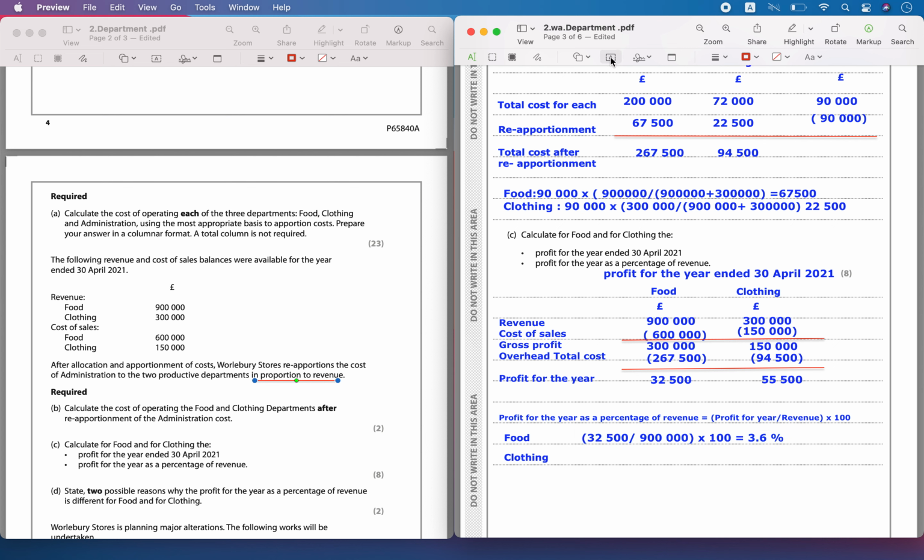And then you have this one. For the clothing department, 55,500 is the profit, divided by its revenue, which was 300,000, times 100. That is equal to 18.5 percent.